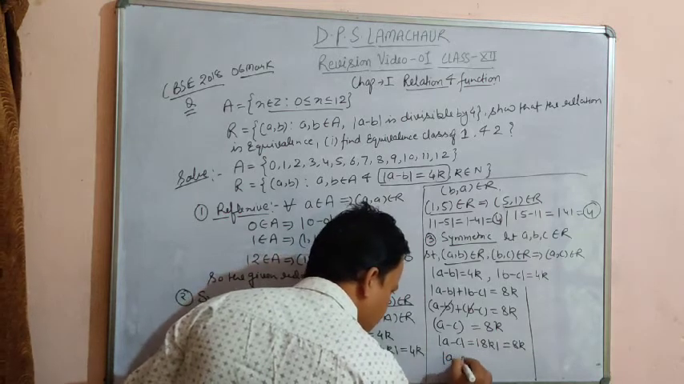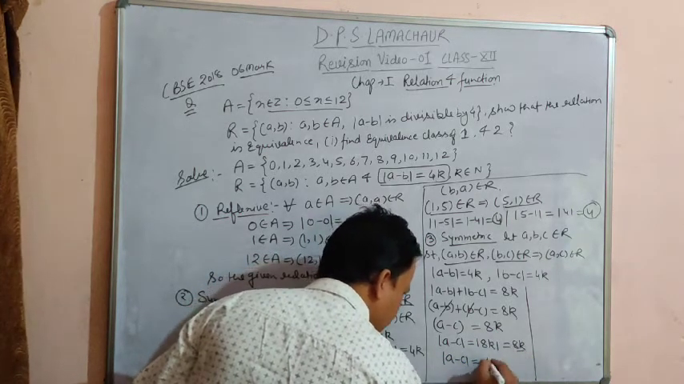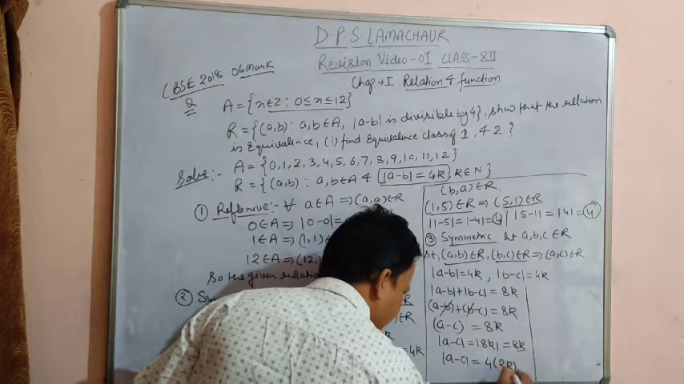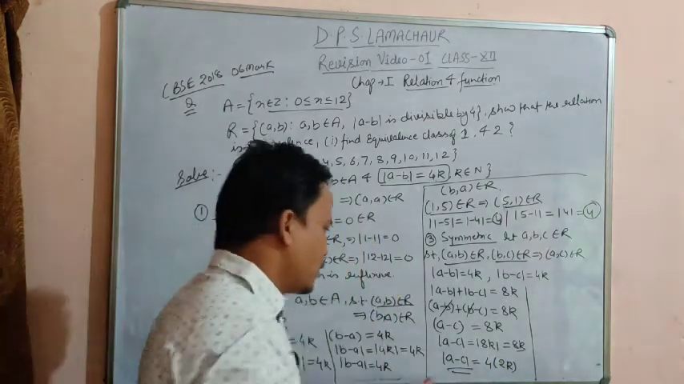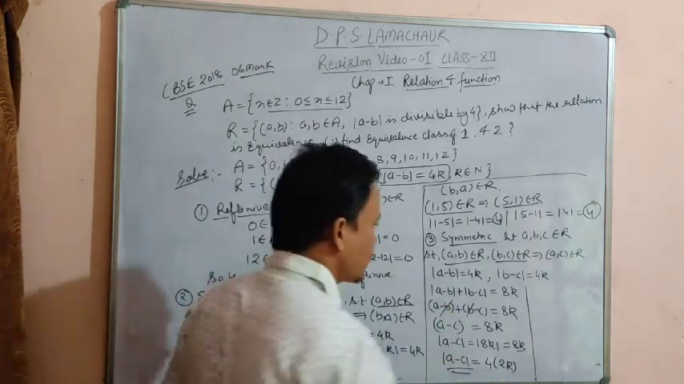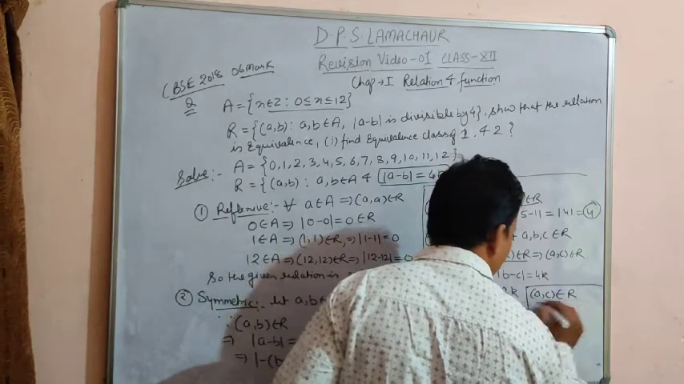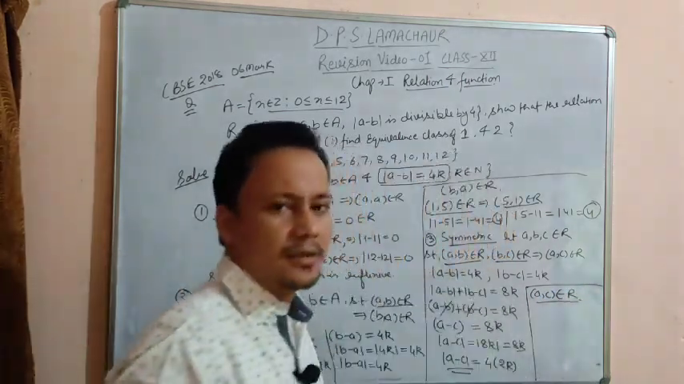So mod of A minus C equal to 4 times, we can break it like 4 into 2k. So we can see here modulus of A minus C is also a multiple of 4, means (A, C) belongs to R, (A, C) belonging to R. So this is a transitive relation.